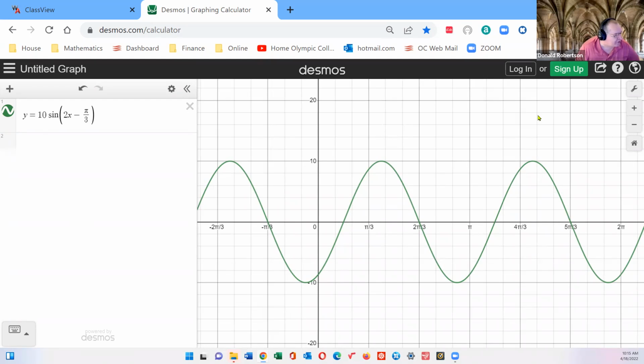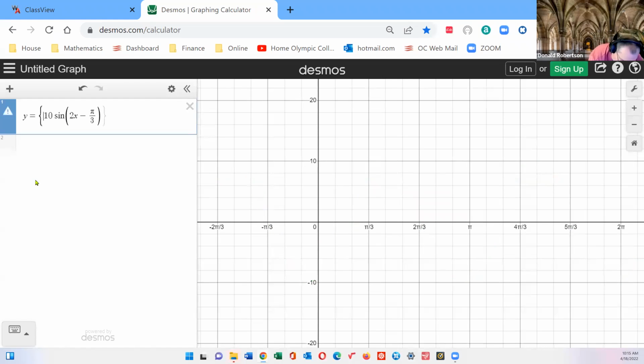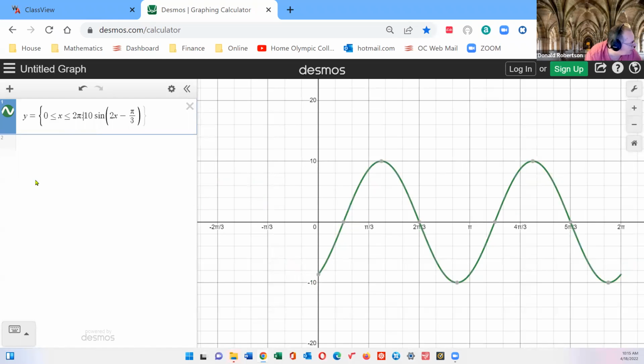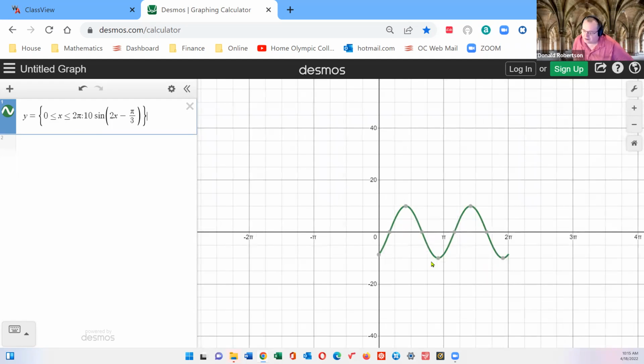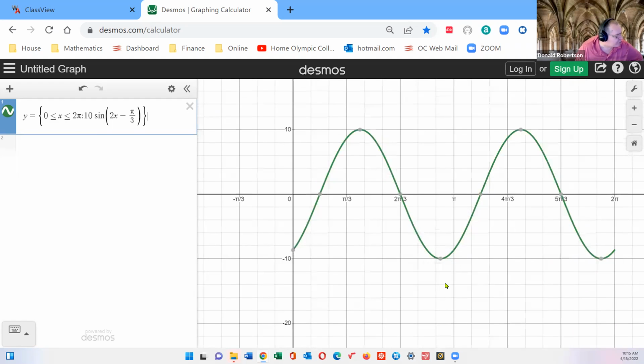So let's pretend that in this case, they gave you a picture that was from 0 to 2 pi, right? So if it was going to go from 0 to 2 pi, you put a little curly bracket here. You go 0 less than or equal to x less than or equal to 2 pi. You then put a colon in, and you finish with a little curly bracket. And now when I zoom out, you see only the piece that will appear on the screen is there, right? And so if I zoom in, you see we've got that.